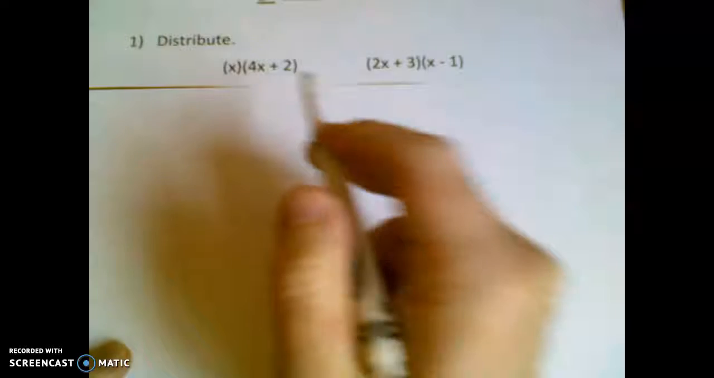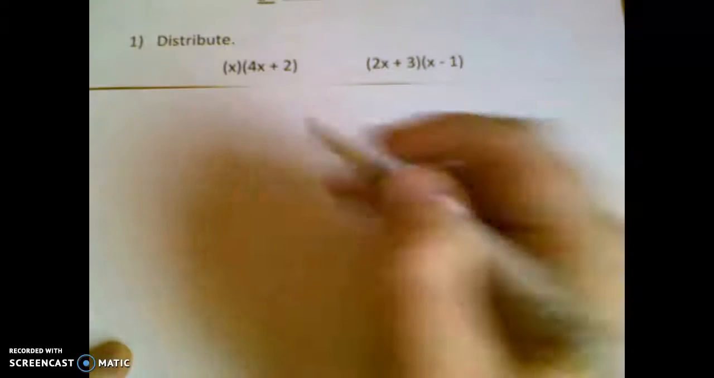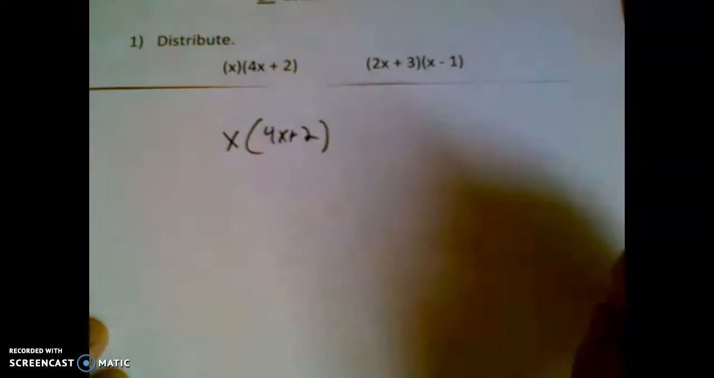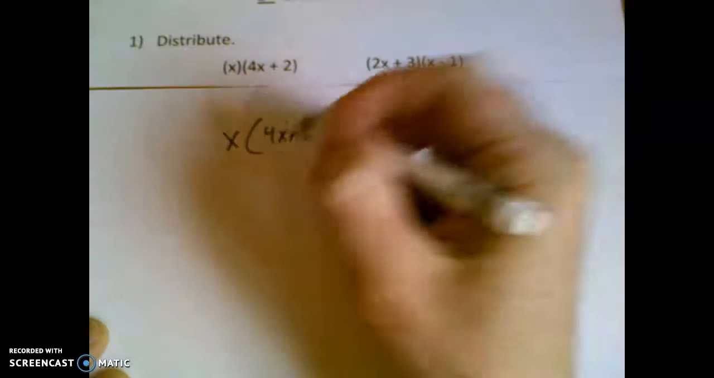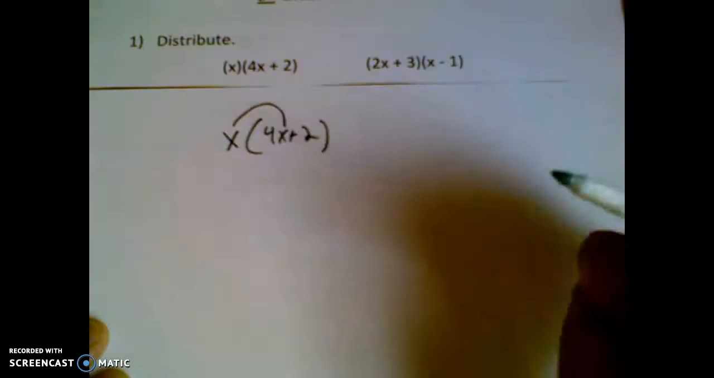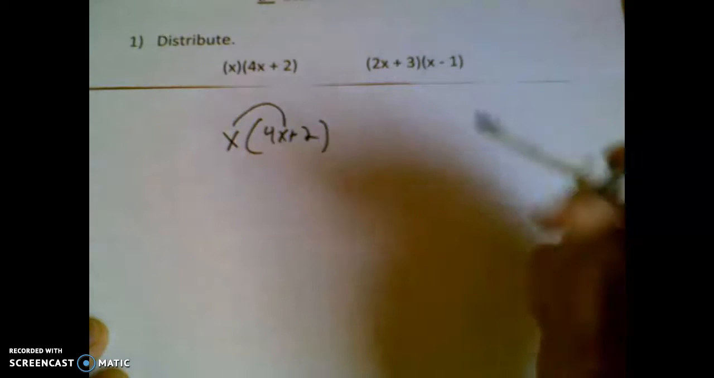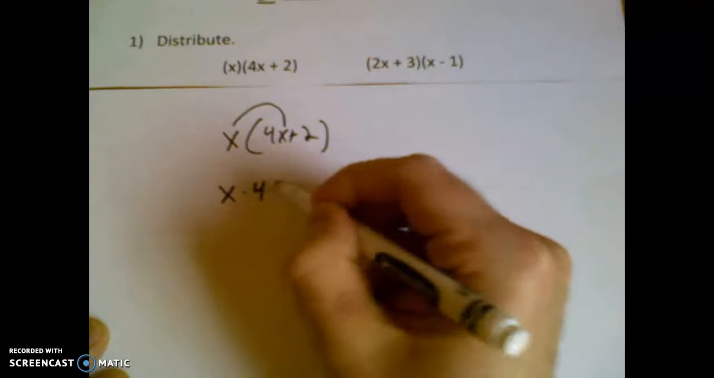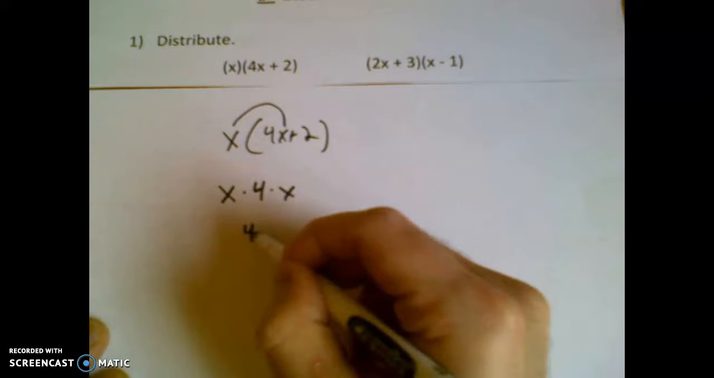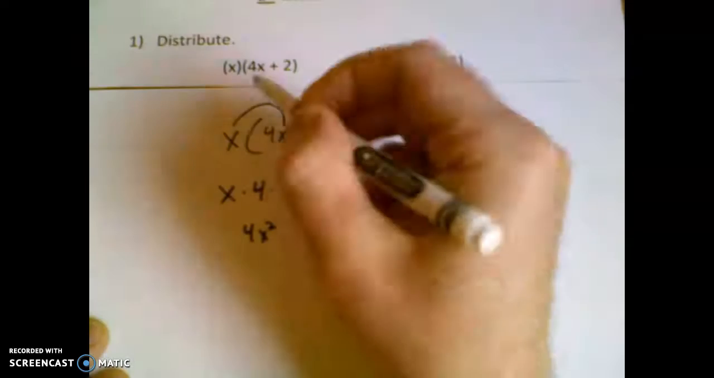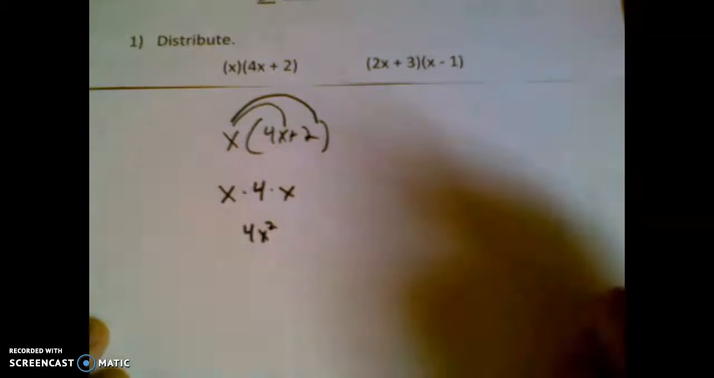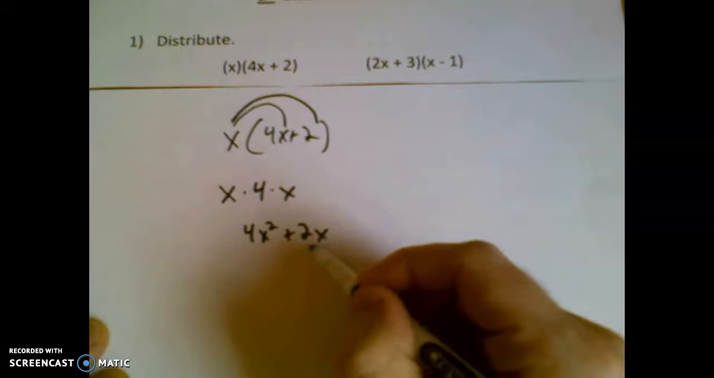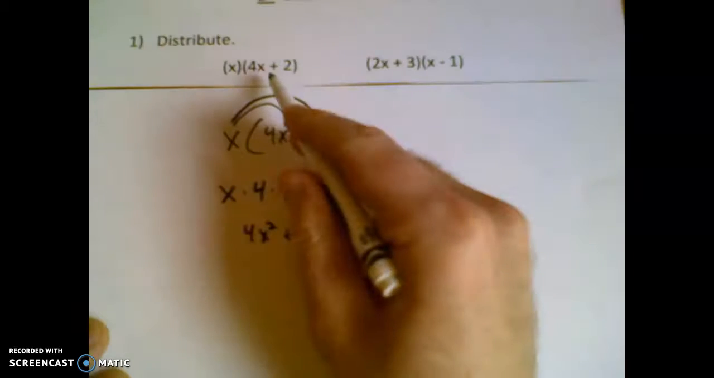It asks you to distribute. A side note, this problem is the exact same thing as just having x times 4x plus 2. And as I distribute this, I'm taking the x on the outside times the 4x on the inside. If I write that out the long way, that means I have x times 4 times x, which really means I have 4 times x squared. And then you multiply the x times the 2, which would be 2x, and of course adding that on. So this is the simplified expression for that.